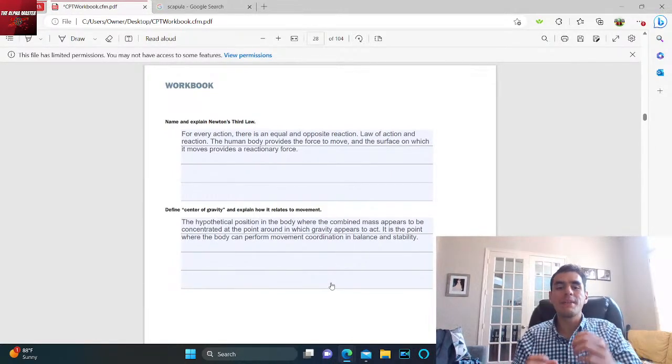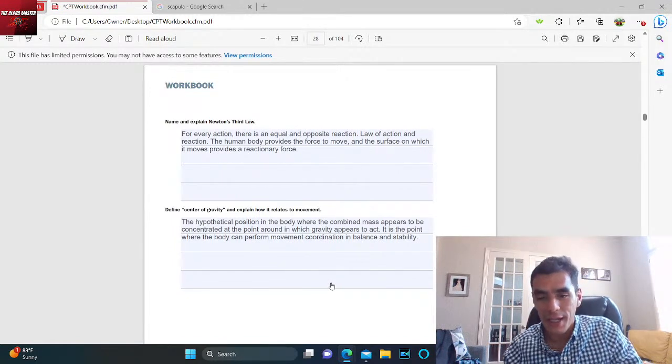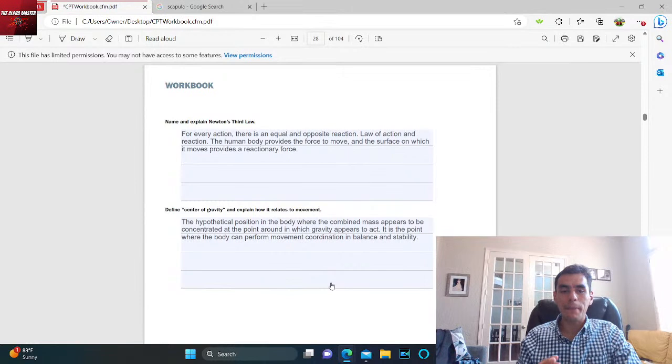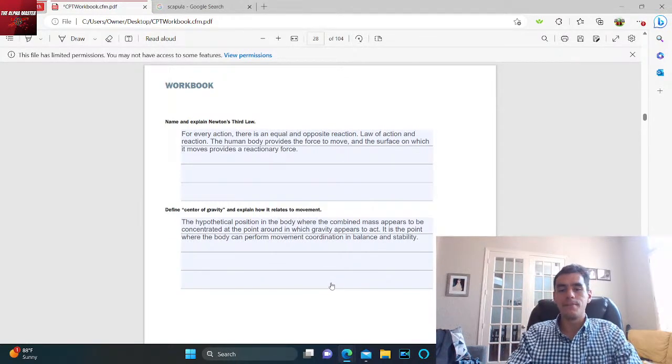So the center of gravity is the hypothetical position in the body where the combined mass appears to be concentrated at the point around which gravity appears to act. It is the point where the body can perform movement, coordination, imbalance, and stability. It's going to be the center of gravity.